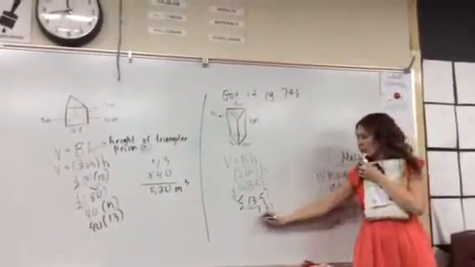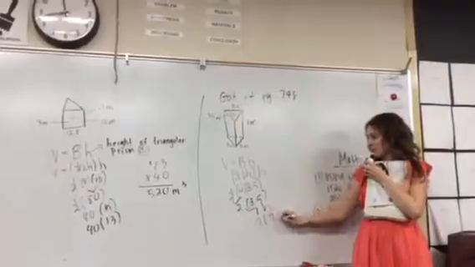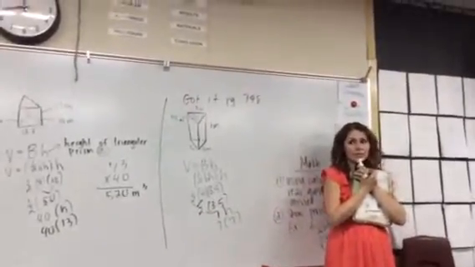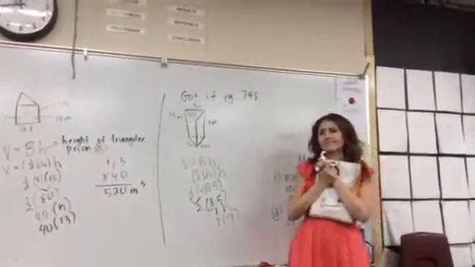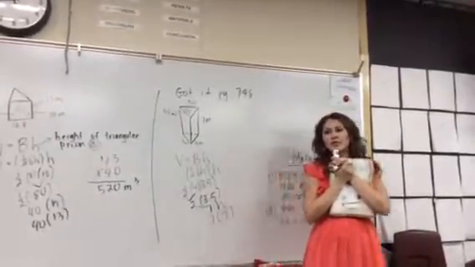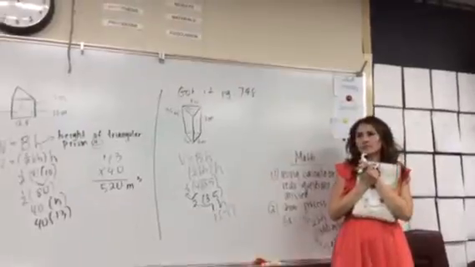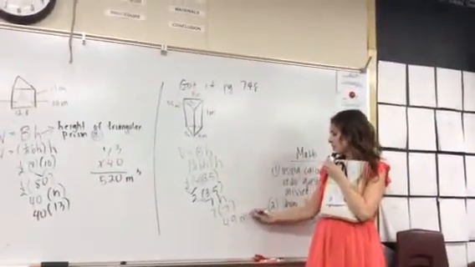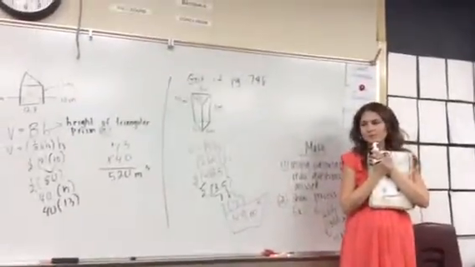Now you're going to do 7 times 7. Go ahead, solve it. And put the label. What is the answer, Jared? 49 cubic meters is your final answer.